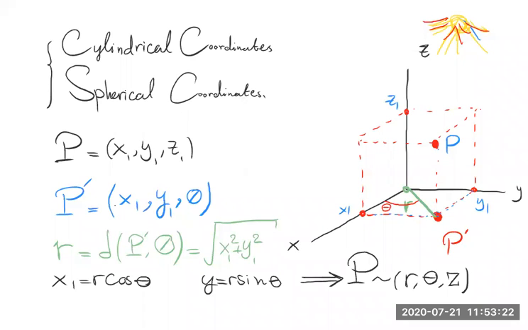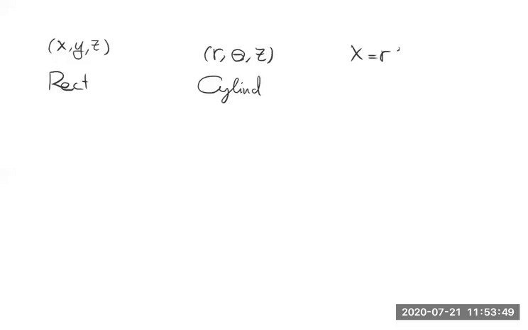So let's look at one example. Let's see if we understand what's going on here. We can describe or locate points in R3 with x, y, z. This is called the rectangular coordinate system. We can locate them with r, theta, z. This is called the cylindrical coordinate system. How are they related? Well, x is equal to r cosine of theta, y is equal to r sine of theta, and z is equal to z. There's nothing about that.